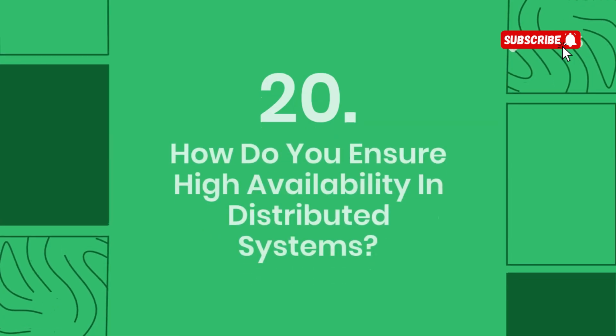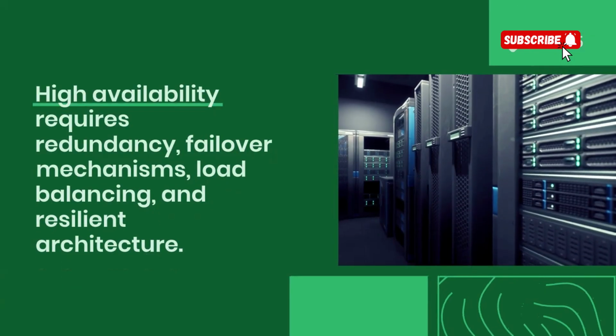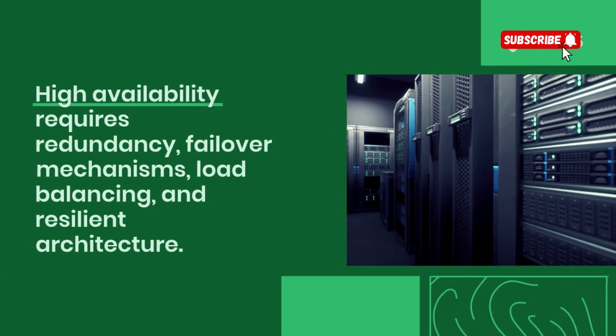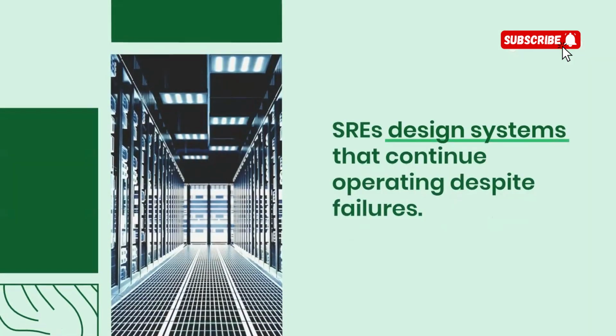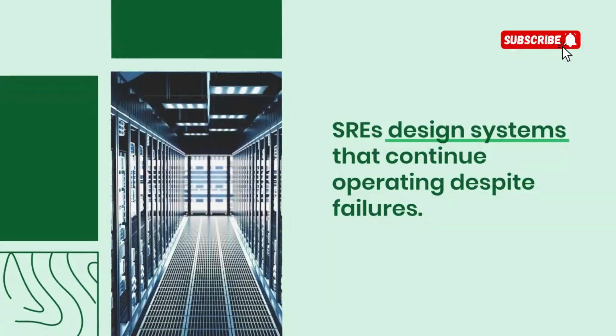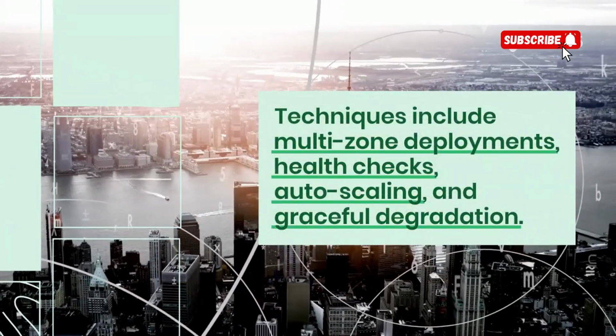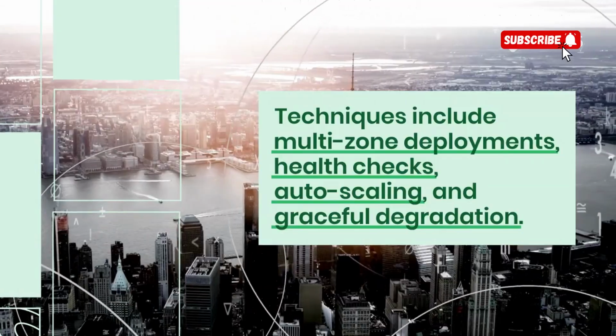20. How do you ensure high availability in distributed systems? High availability requires redundancy, failover mechanisms, load balancing, and resilient architecture. SREs design systems that continue operating despite failures. Techniques include multi-zone deployments, health checks, auto-scaling, and graceful degradation.